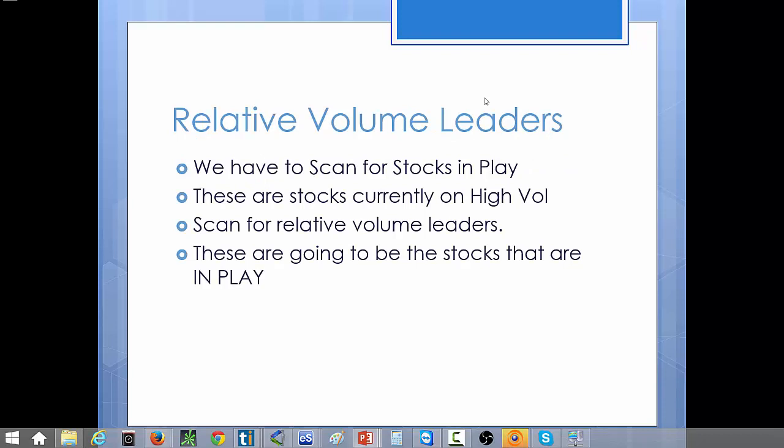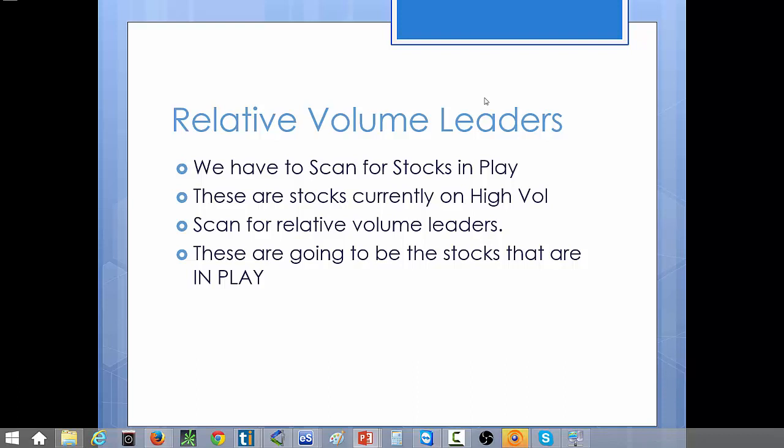Okay, so relative volume leaders. When I'm scanning for stocks in play, I'm always looking for the high relative volume stocks. Pre-market, I'm not actually able to scan for relative volume. That doesn't start calculating until the bell rings. I can just scan for high volume. So once the bell rings, I'm looking at the high relative volume stocks, and I'll be watching those all day long. The top 10 relative volume leaders can be in play all day long, long or short.